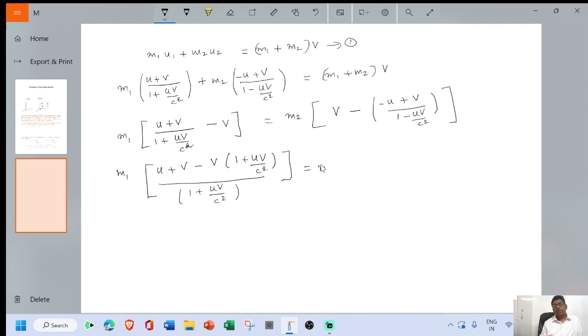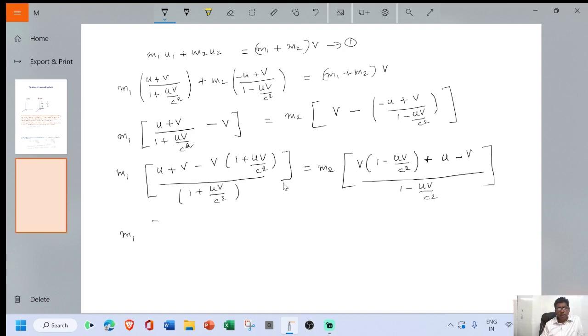This is equal to m2 into v into this term 1 minus uv by c square, then minus plus u minus v whole divided by 1 minus uv by c square. Now you have to simplify this.